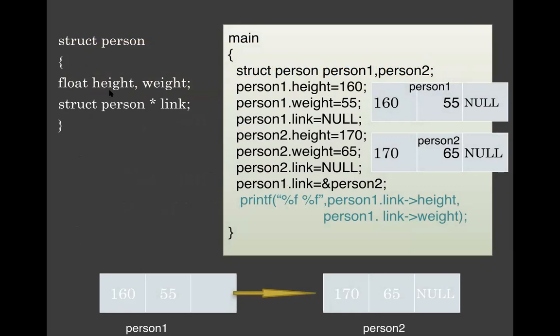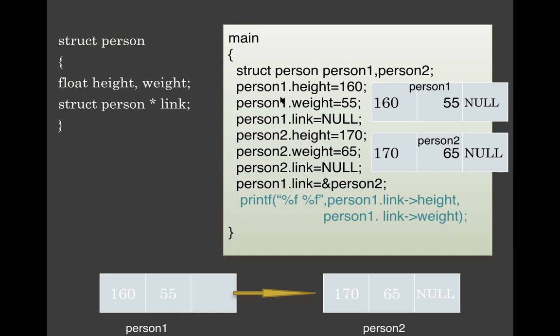Now this program is a very simple program which is creating two structure person variables, person 1 and person 2. Person 1's link is going to point to person 2. This is what we are going to do now. So we are going to create two persons: struct person person 1, person 2.